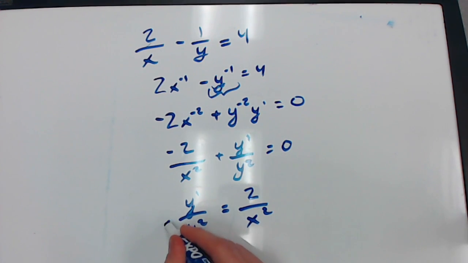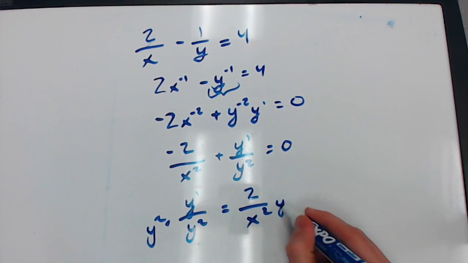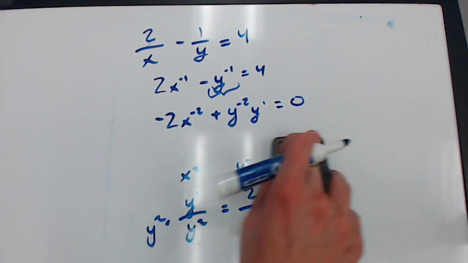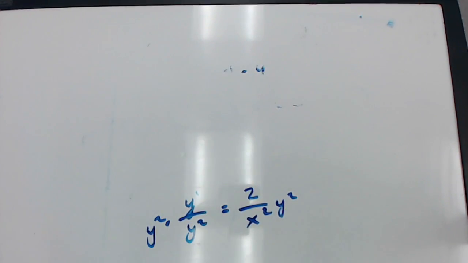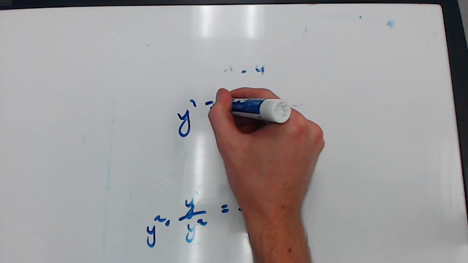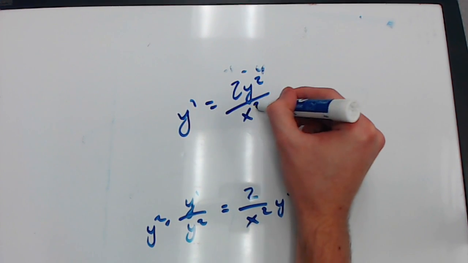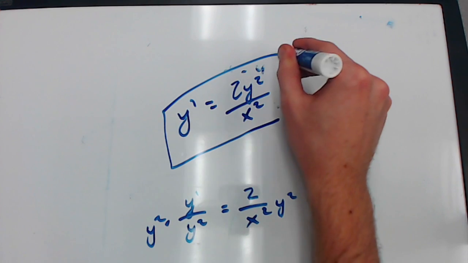And then go ahead and multiply y squared to both sides, and you'll end up with, ultimately, let me go ahead and erase some work to get this answer written out, y prime is equal to 2y squared over x squared. And that should be your final answer.